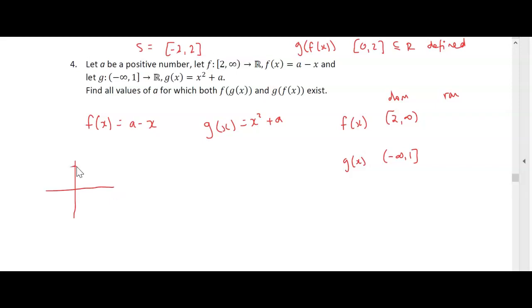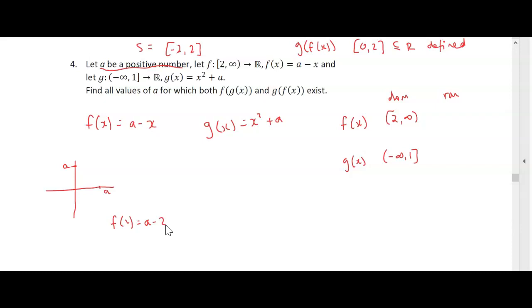Now, does it say A is a positive number? Okay, so that's very important because then I know that it goes through A there. And that means your x-intercept is going to be A as well. And your domain is going from 2 to infinity. Now, we don't know the value of A, but that's okay because we're just going to be substituting x equals 2. So f of 2 is equal to A minus 2.